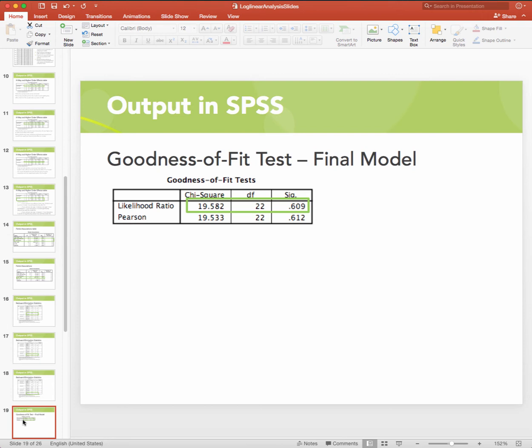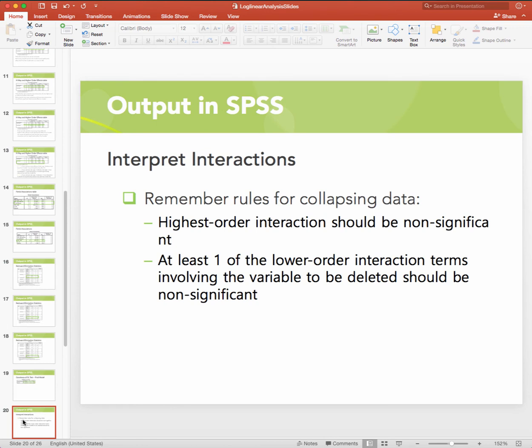So now we have to actually interpret all this. This is all the input that you need to interpret the interactions. So the first thing you've got to remember is that we can collapse the data. And remember that there are rules for collapsing data. The higher order interaction should be non-significant, and at least one of the lower order interaction terms involving the variable to be deleted should be non-significant.